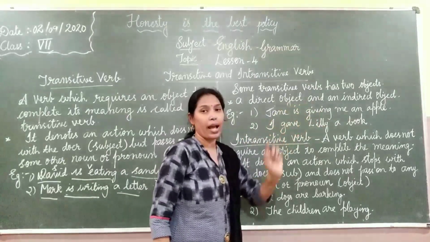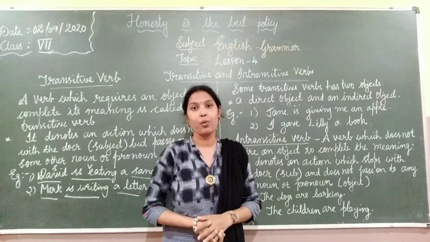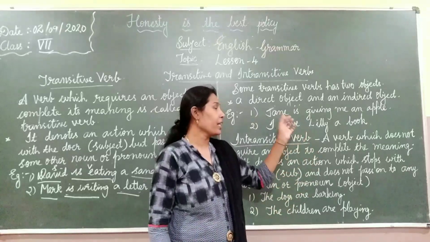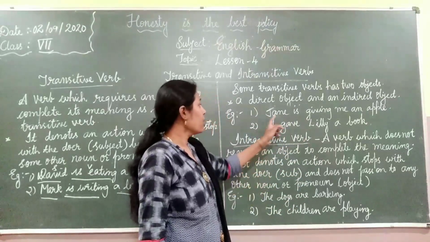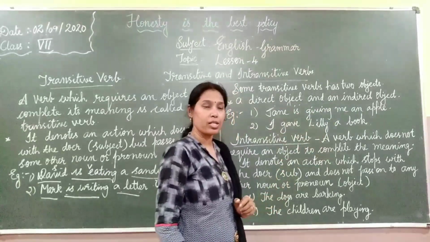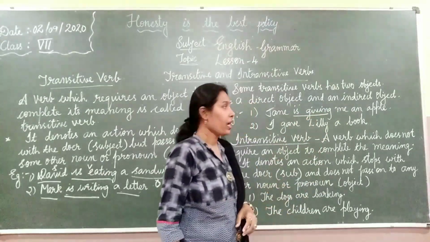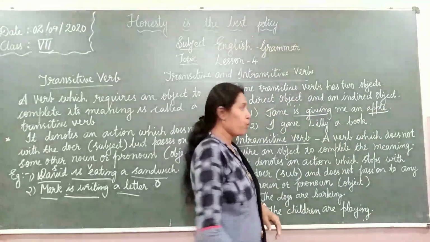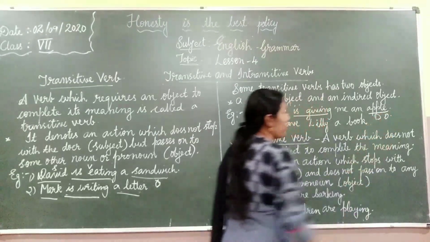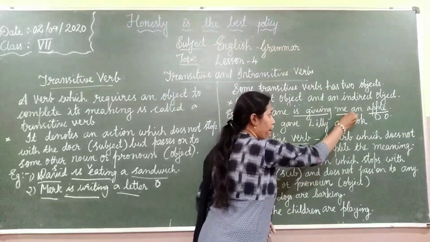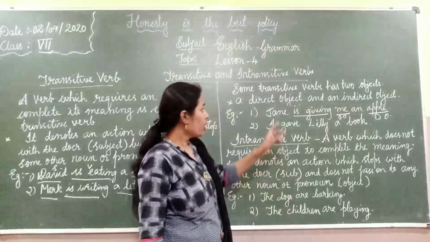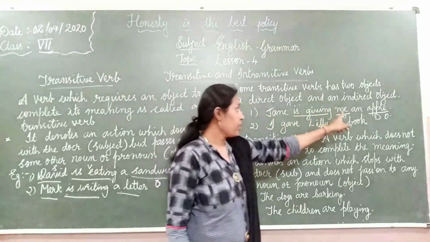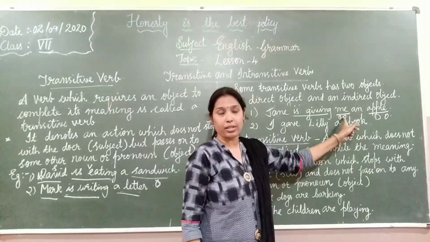See example. Jane is giving me an apple. We have learned in the previous lesson what direct object and indirect object are, right? Direct object refers to non-living things and indirect object refers to living things, correct? So Jane is giving me an apple. What is the verb here? Is giving. And what is the object? This is the direct object. And what is the indirect object here? Me, indirect object. So this verb has two objects, direct and indirect. Okay.